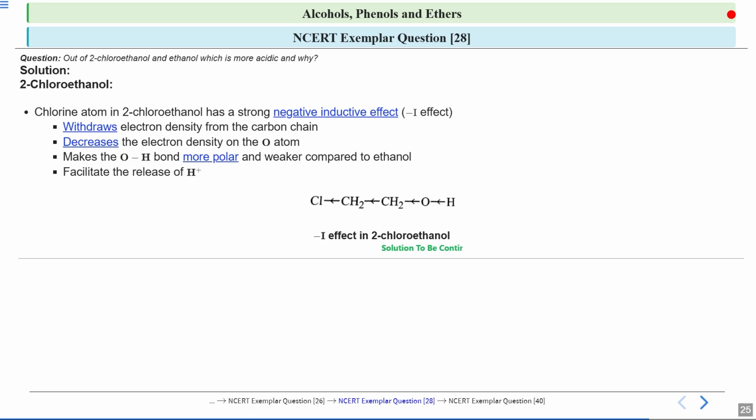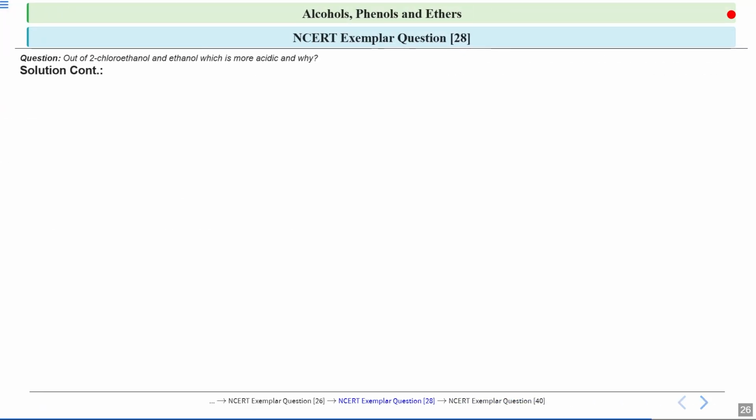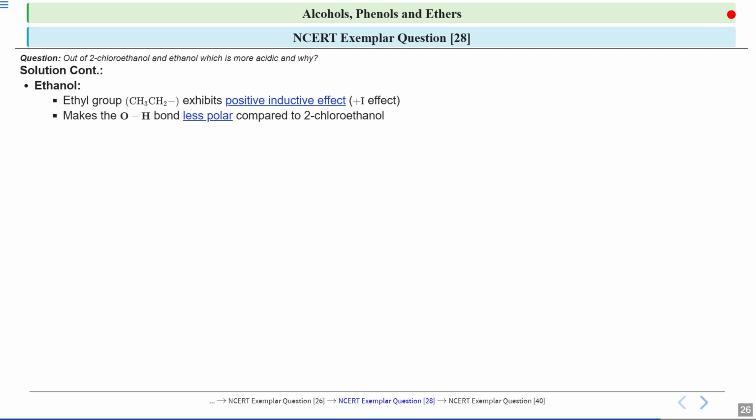Now what happens in ethanol? Ethanol is a simple alcohol which has a CH3CH2 group, and this group has a positive inductive effect. That is, this alkyl group has a plus I effect. That means it will push the electron density towards the oxygen atom. So it will make the oxygen-hydrogen bond less polar compared to 2-chloroethanol. It will increase the OH bond strength, so the release of H+ becomes difficult in this case.